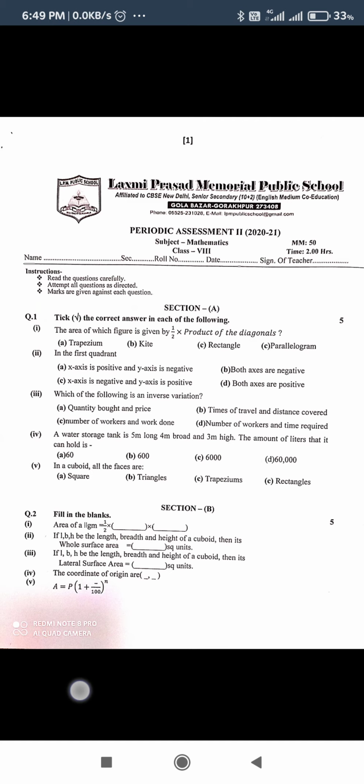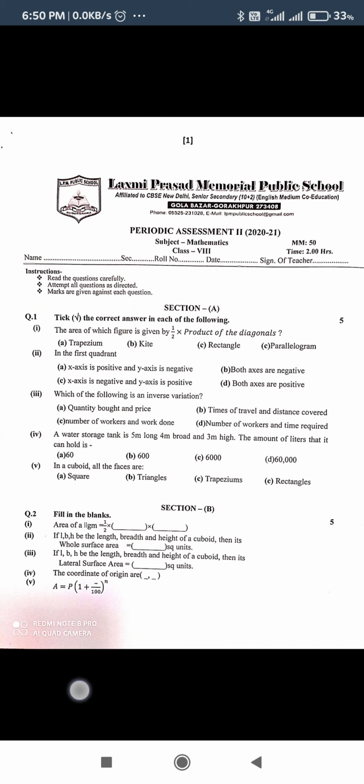So the first part of question number 1: area of parallelogram. The area of parallelogram is equal to, this is not 1 by 2, area of parallelogram equal to space into space, so we have to fill in the spaces. Second: L, B, H be the length, breadth, height of a cuboid, then its whole surface area. Whole surface area means we have to write total surface area.